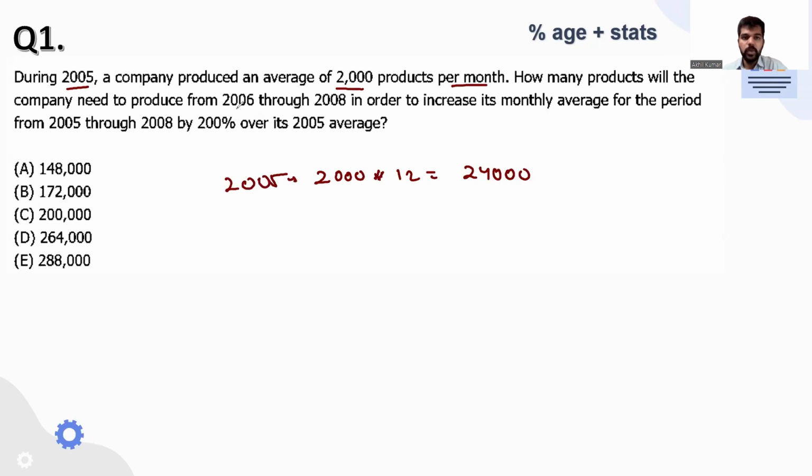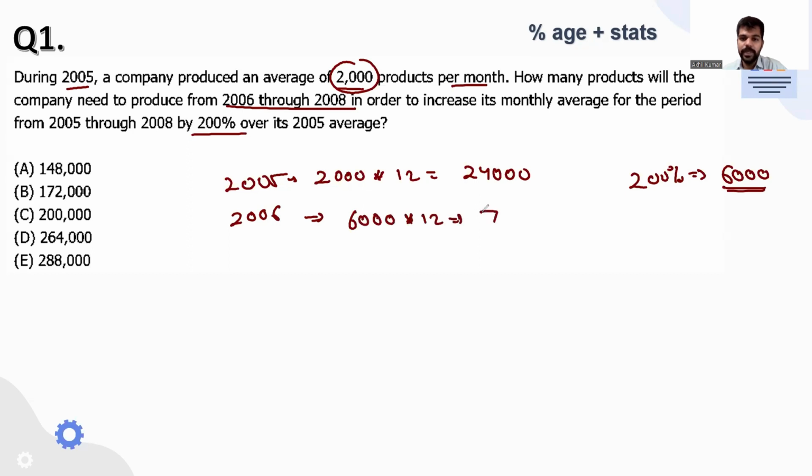Now, if we talk about 2006 to 2008, there's an increase of 200% in the product. That means if in 2005 it is 2000 product, and it increases by 200%, that will come out to be 6000 product on an average. So in 2006 to 2008, the product will come out to be 6000 per month. That means in a year, it will come out to be 72,000.